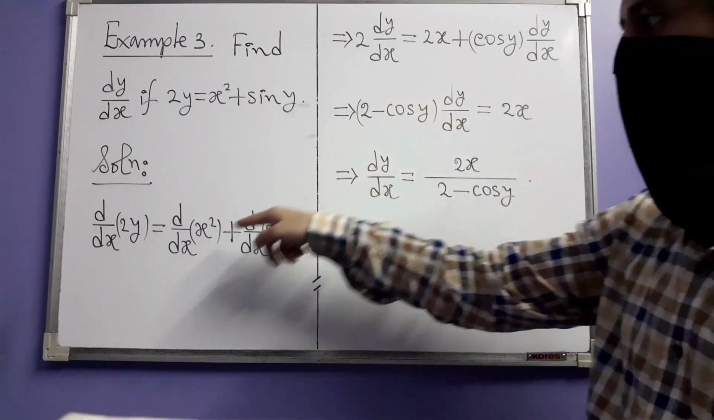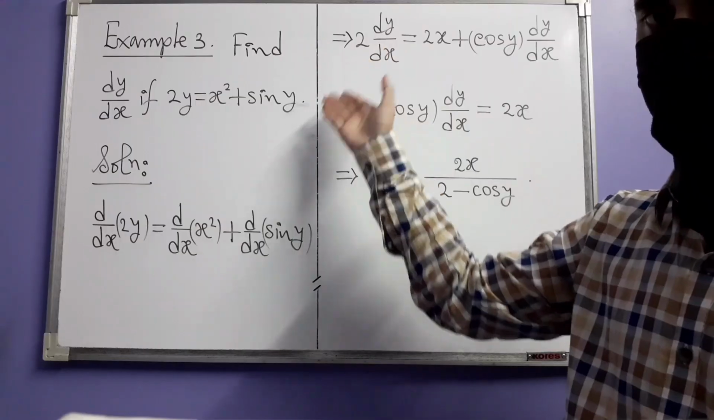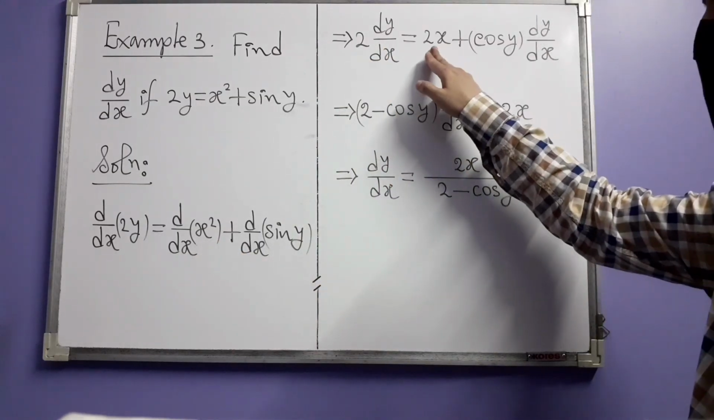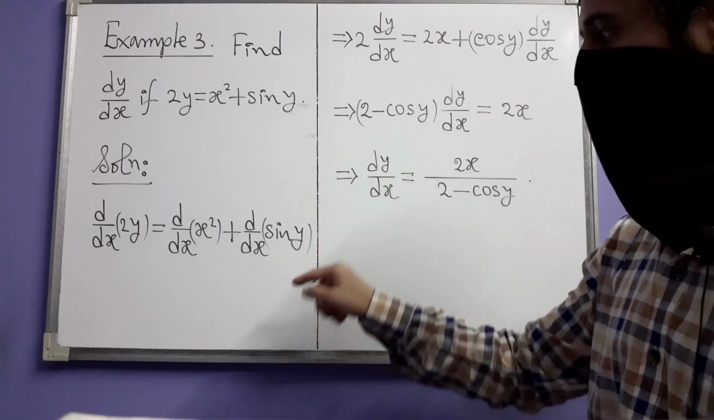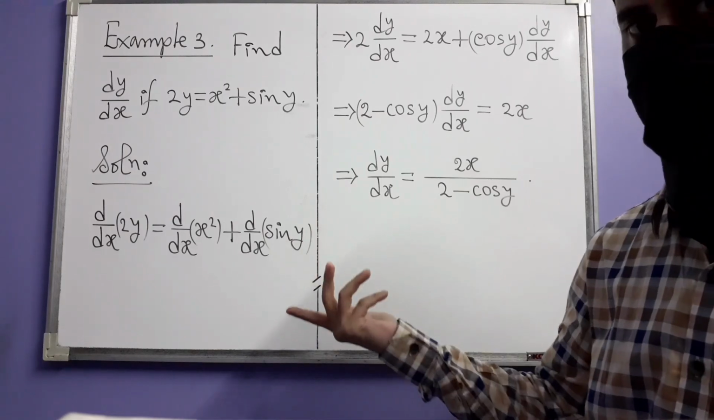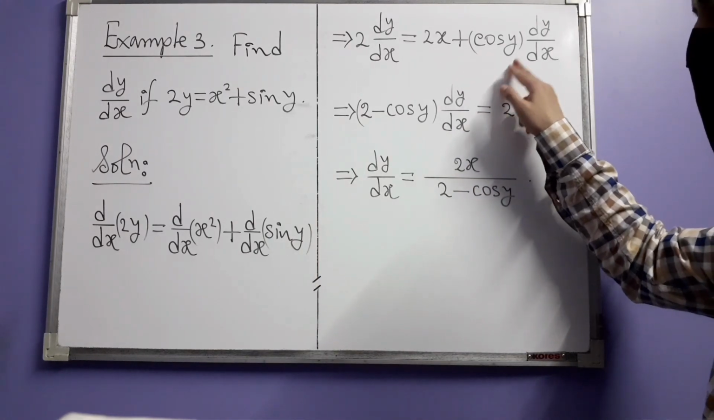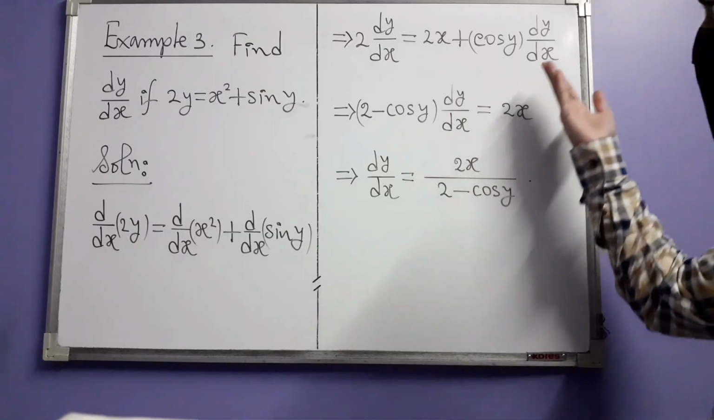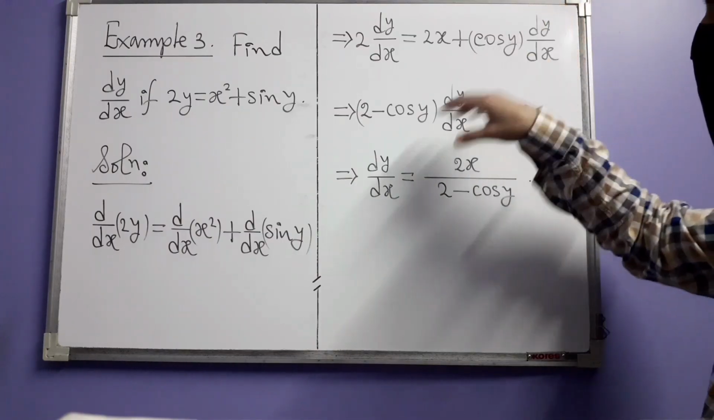By the constant multiple rule, 2 comes outside and you have dy dx. By the power rule, d dx of x squared is 2x, and here again you have to apply the chain rule. The outer layer here is the sine, and the inner layer is that function, whatever it is, y. So you differentiate the outer layer keeping the inner layer intact, that way you get cos y, and then multiply it by the derivative of the inner layer, dy dx. Then you take this to that side.